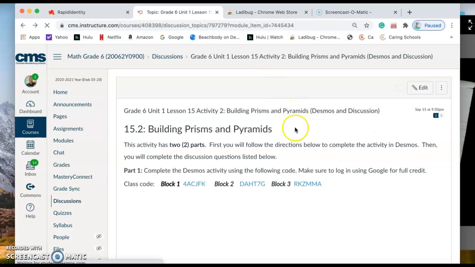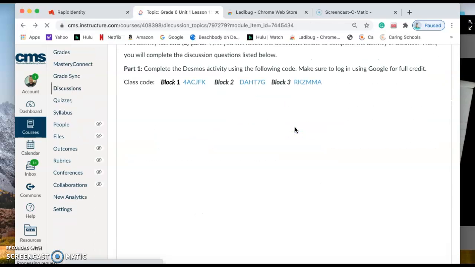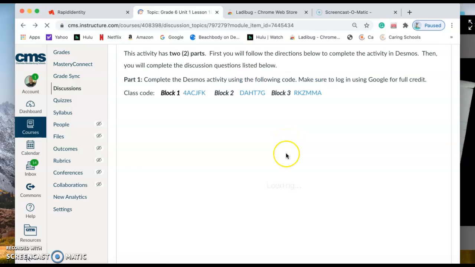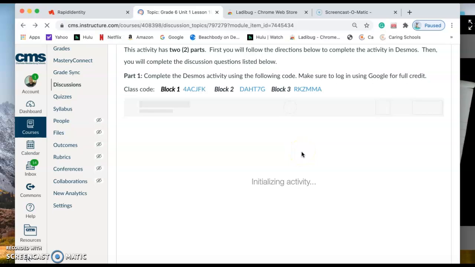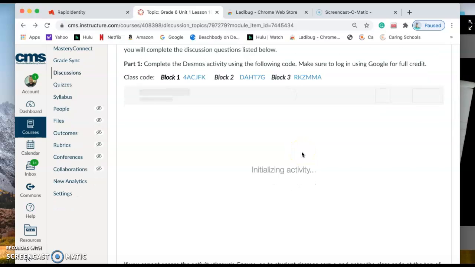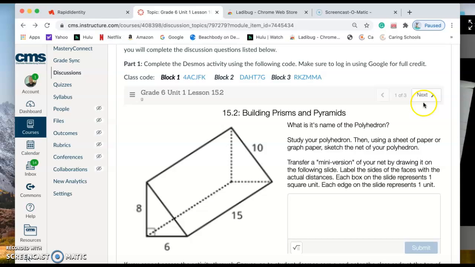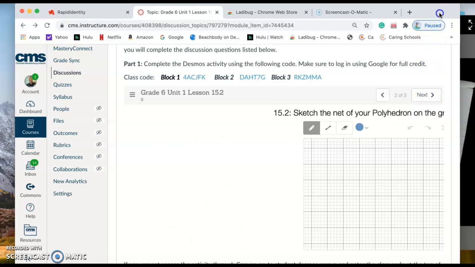So move back to this. Enter our coding again. Still got time. So RKZMMA. I'm just working in block 3. You would put in your block, whatever that would be for credit. All right, so here we go. I should have hit this next button. I apologize. So we got this.